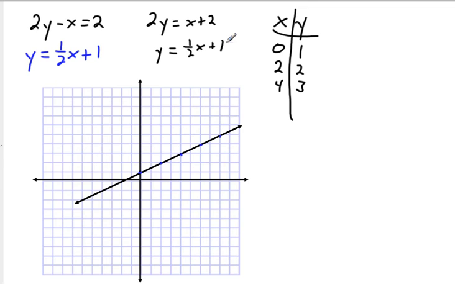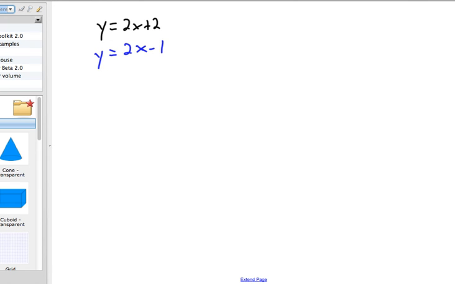Okay, so there are times when you'll get two equations that look different because they're in different forms, but they actually are the same equation. And we say that those equations coincide and that there's an infinite amount of solutions. Okay, let's try another example. If we have y equals 2x plus 2, and if we have y equals 2x minus 1, these are both in slope-intercept form, so it should be pretty easy to graph.